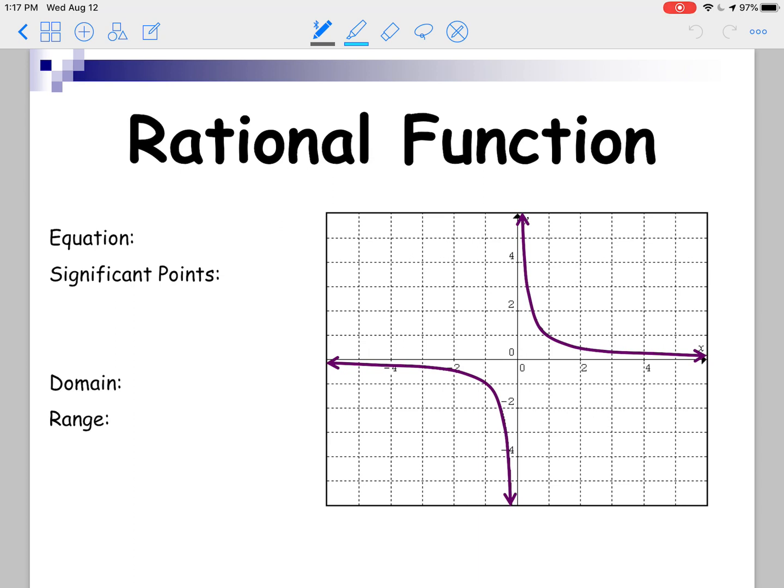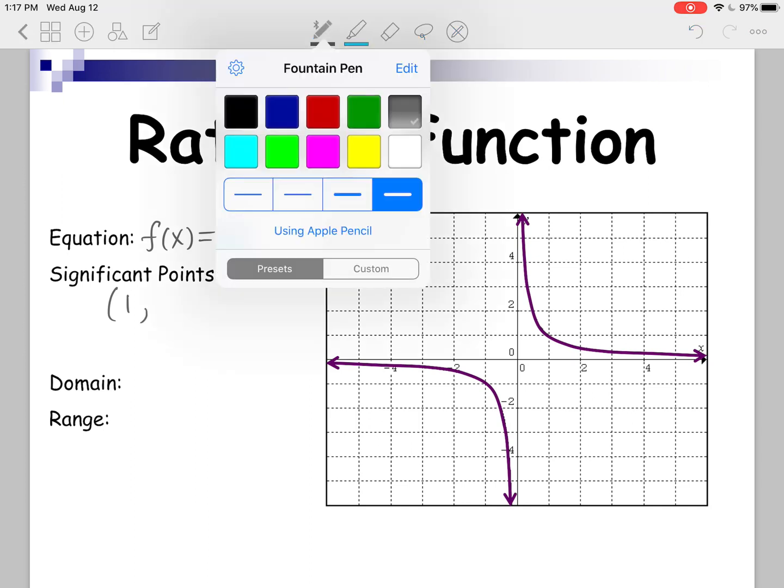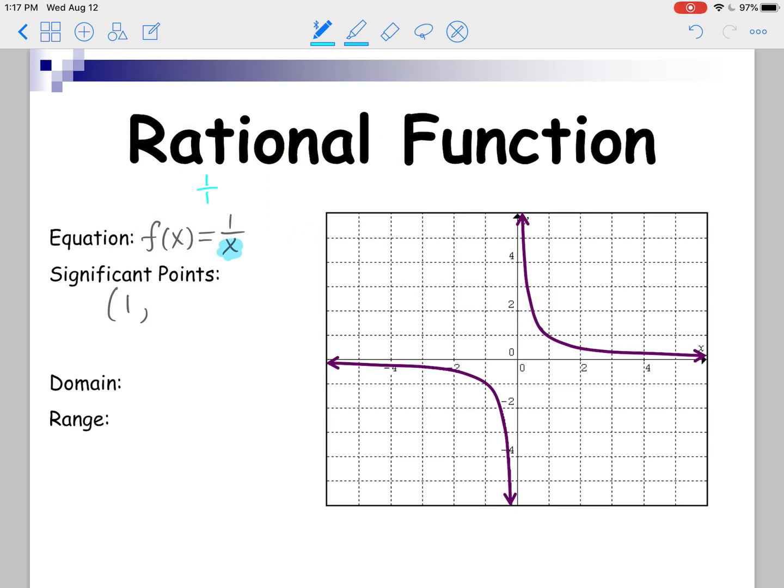The rational parent function, also very new. The equation for the rational parent function, and rational just means fraction, is 1 over x. So this time our variable is in the bottom of a fraction. And so if I plug in 1, I would be getting 1 over 1, which is just 1. If I were to plug in 2, my output would be 1 over 2, which is 1/2.